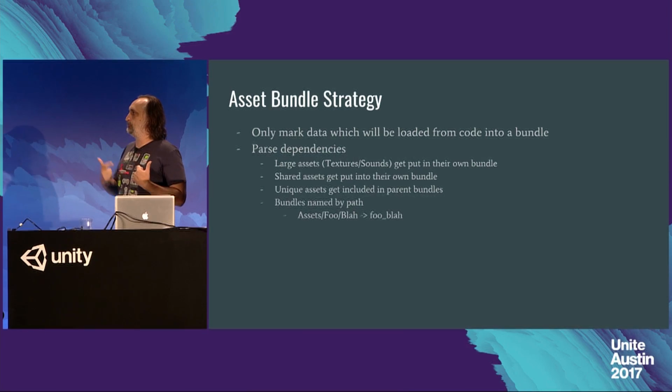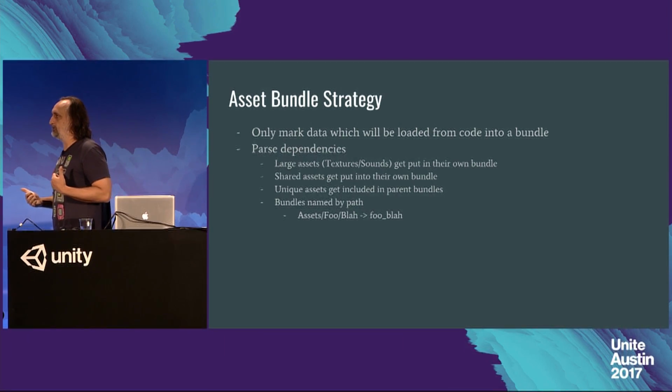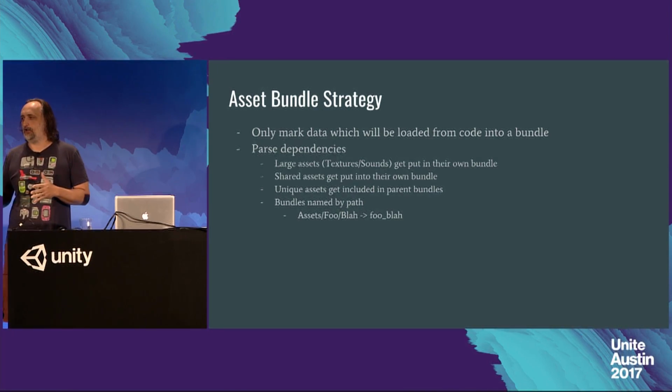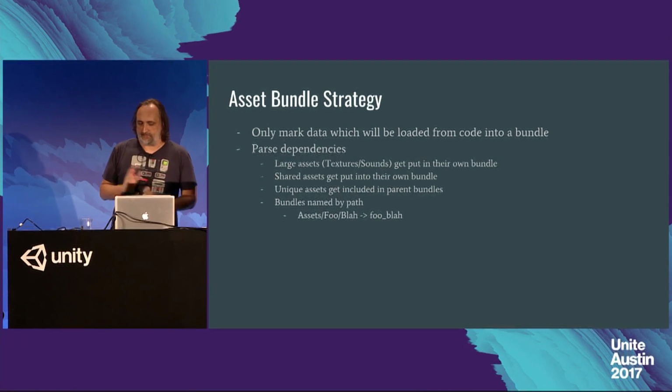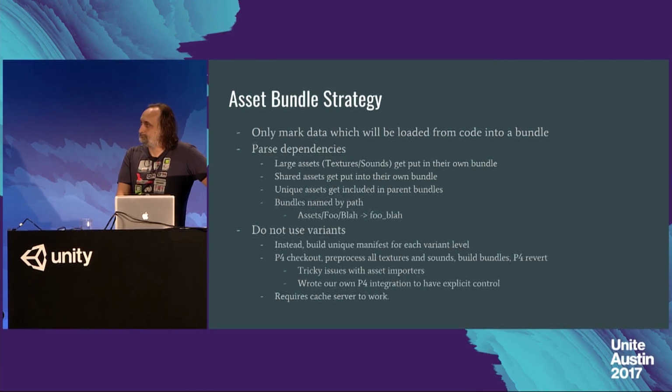So what we do is break it out into its own bundle and assign that automatically as part of the build process. And then if you have a unique asset that's small, we just let that get sucked up into the bundle that references it because it might as well be part of it. And we just name these things by path. So we take the file path and turn that into an asset bundle name.